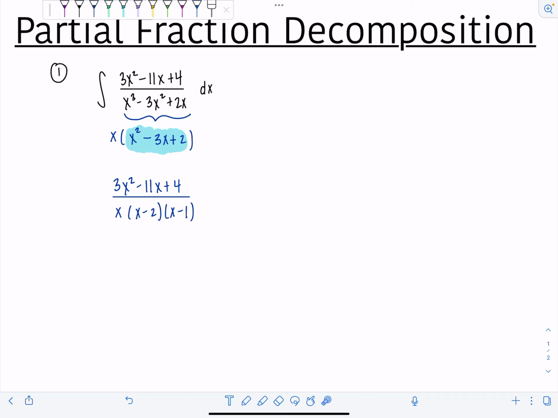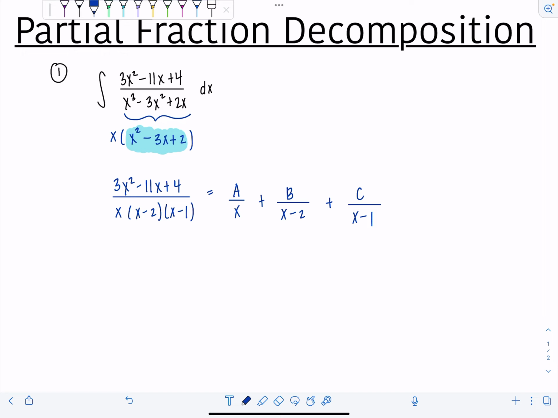All right, now looking at each of the factors in the denominator, they're all linear, meaning x is raised to the first power, and none of them are repeated. So this is one of the most straightforward cases. I'm just going to have constants in each of the numerators here for my decomposition. So A over x plus B over x minus 2 plus C over x minus 1.